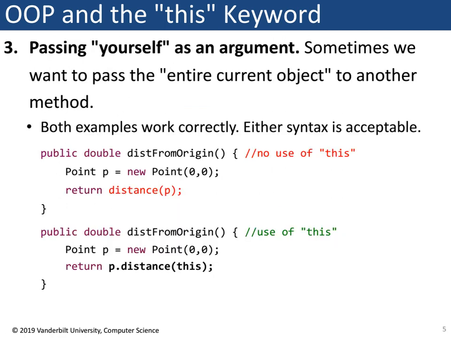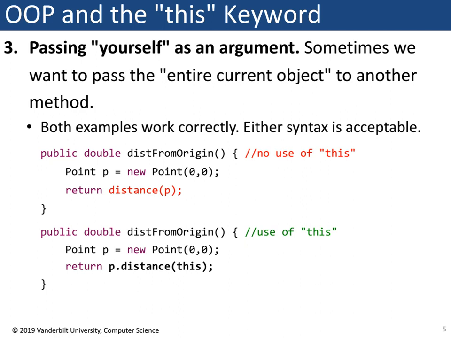Here's an example of passing yourself using the this keyword. In this code, what we're trying to do is find the distance from the origin to the point value stored in some point object. We could do this one of two ways. We could either declare the origin point into a point object P reference variable, and then use the instance method distance to find the distance from the XY location stored in this current point object to the origin, so distance from P to the origin.